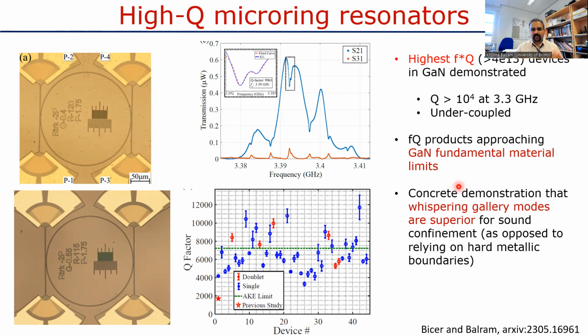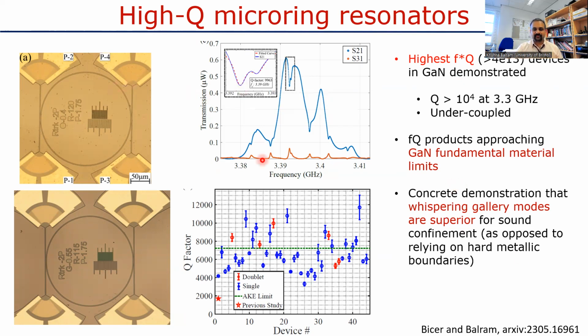Once you can do this, you can also start confining sound using whispering gallery modes. So basically using total internal reflection of sound inside acoustic micro-ring resonators. And why this might be interesting is that total internal reflection is theoretically lossless. So unlike traditional devices where you're using metallic or hard boundaries to confine sound, here you can get much lower loss inside these systems. And this we can now demonstrate.